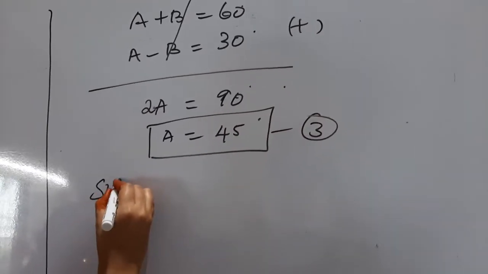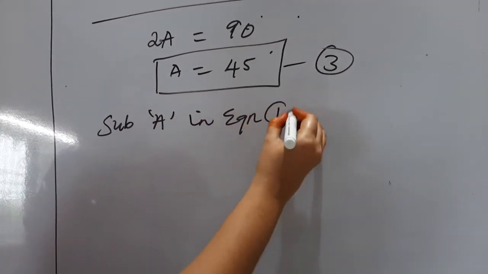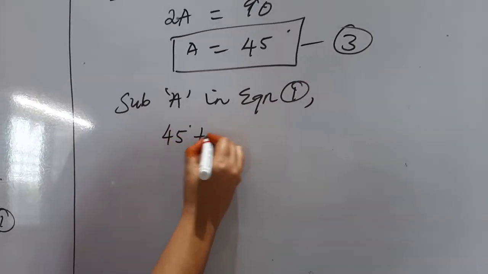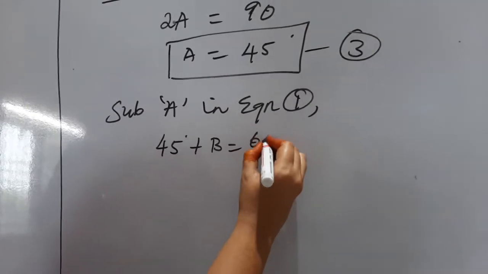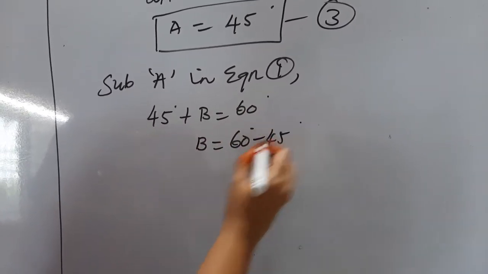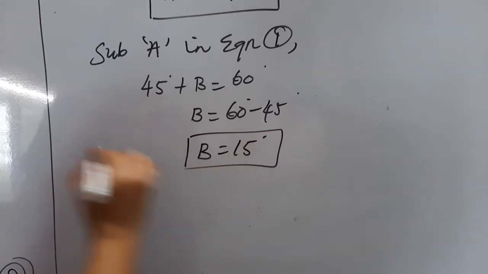Substituting the value of A in any one of the equations, I am substituting in equation 1. What will I get? 45 plus B is equal to 60. B is equal to 60 minus 45. Therefore, the angle B is 15 degrees.